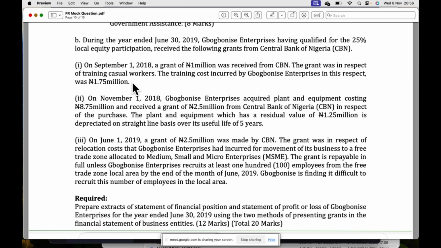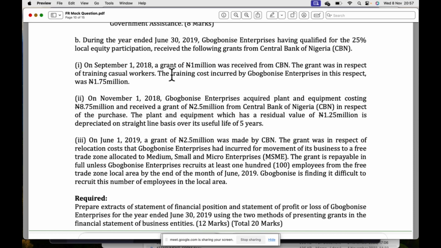May I ask you, this 1 million grant received now from CBN, is this a grant related to assets or a grant related to income? Because that's the first thing you need to figure out. I need somebody to answer this. Okay, fantastic. That's correct.